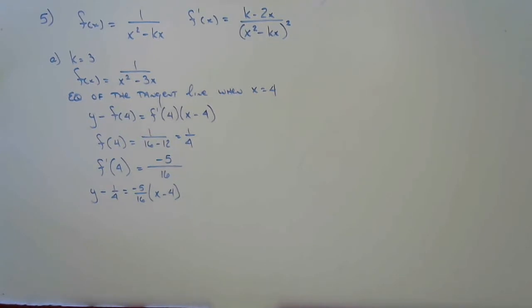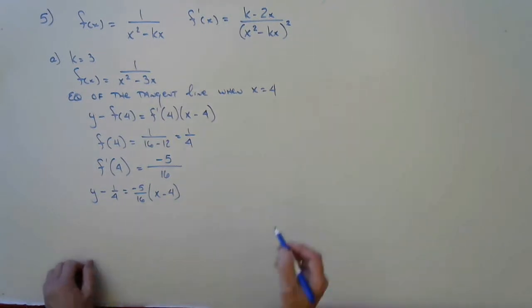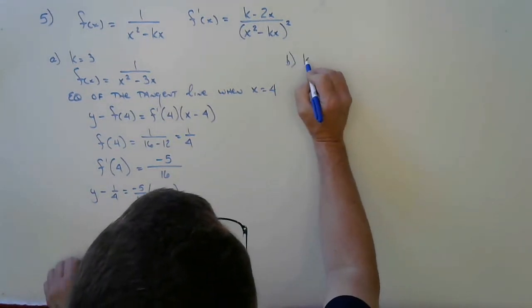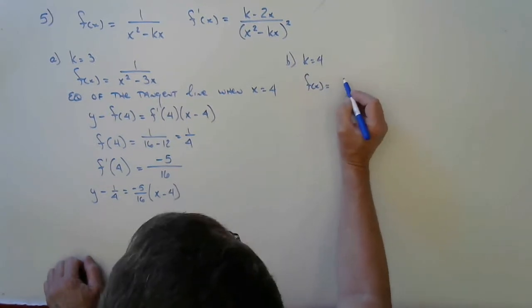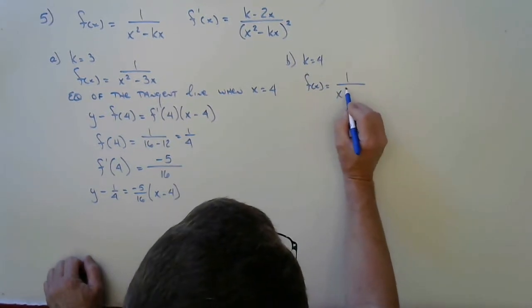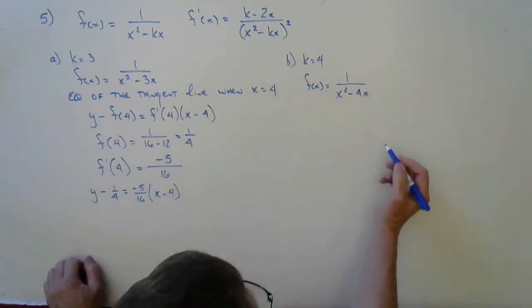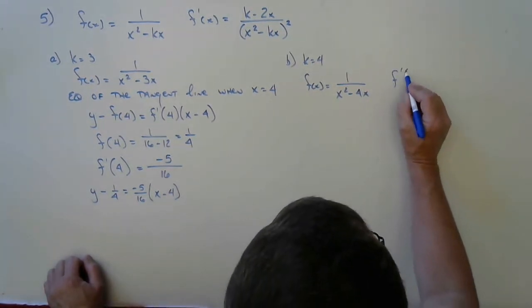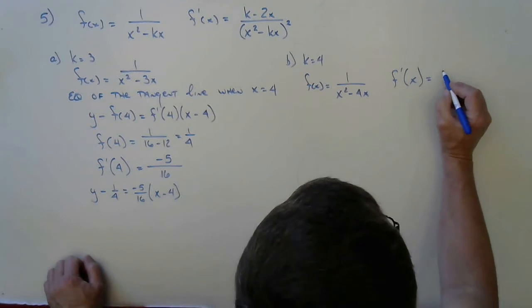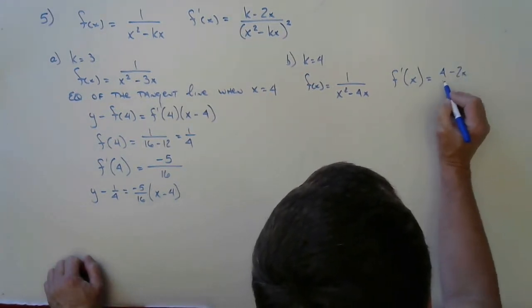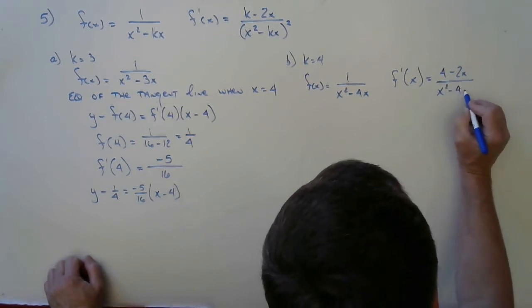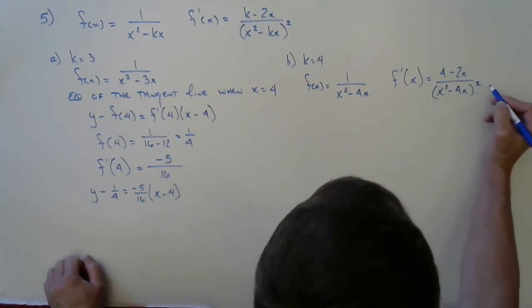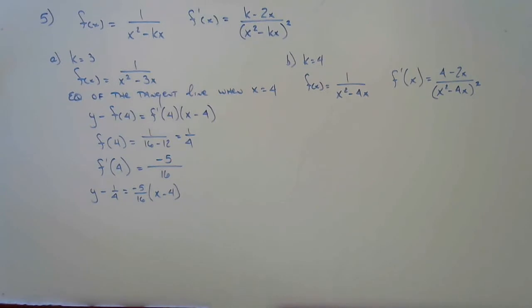Part B goes on and it says, let k equal 4. So in part B, we're going to change it up now. Now k is 4, so now our function is 1 over x squared minus 4x. And maybe this time I should write down the derivative. If k is 4, that's going to be 4 minus 2x divided by x squared minus 4x, squared. Maybe I'll be able to do my math better now.